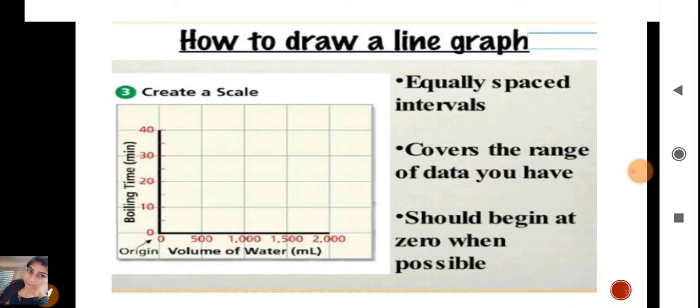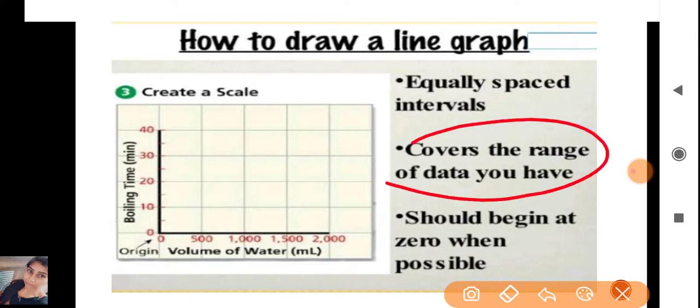So cover the range of the data you have. Covering the range of the data means whatever values are given in the question, you have to at least take those values, so that all the values in the question are covered on the same page or in the same figure.